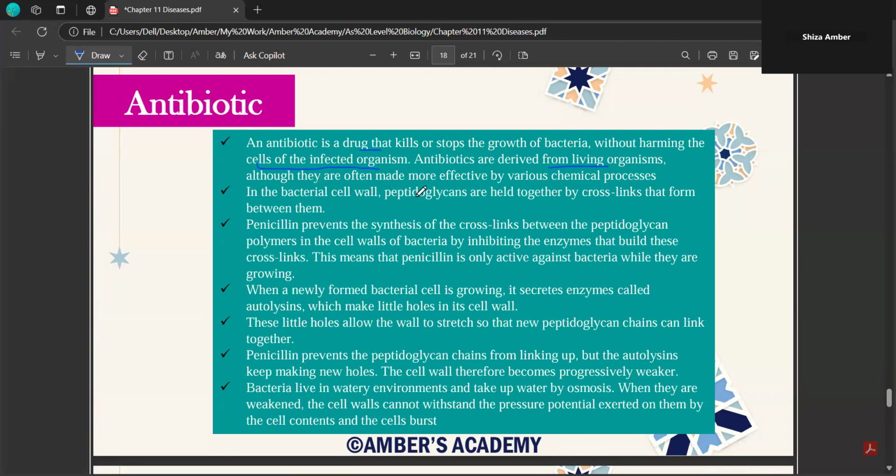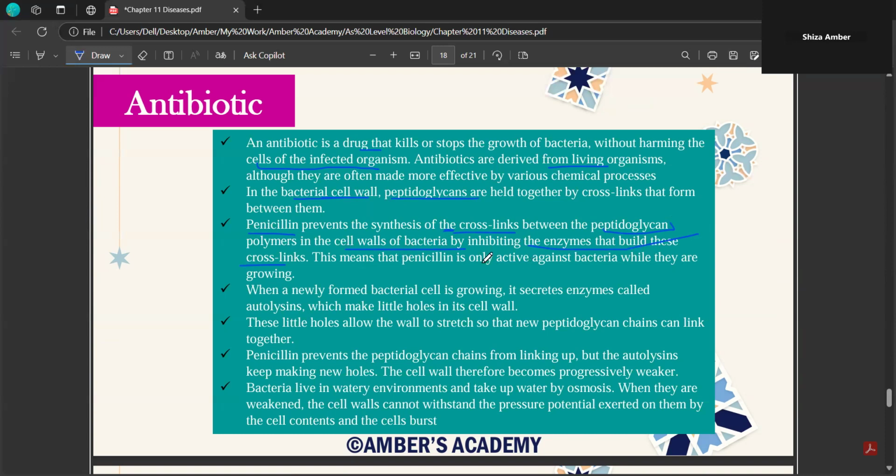So in a bacterial cell, peptidoglycans are held together by crosslinks. You are already aware that bacteria have a cell wall made up of peptidoglycan. Penicillin is an antibiotic, and they're basically telling you how it works: by preventing the synthesis of these crosslinks between the peptidoglycan polymers in the cell walls of bacteria, by inhibiting the enzyme that builds these crosslinks.